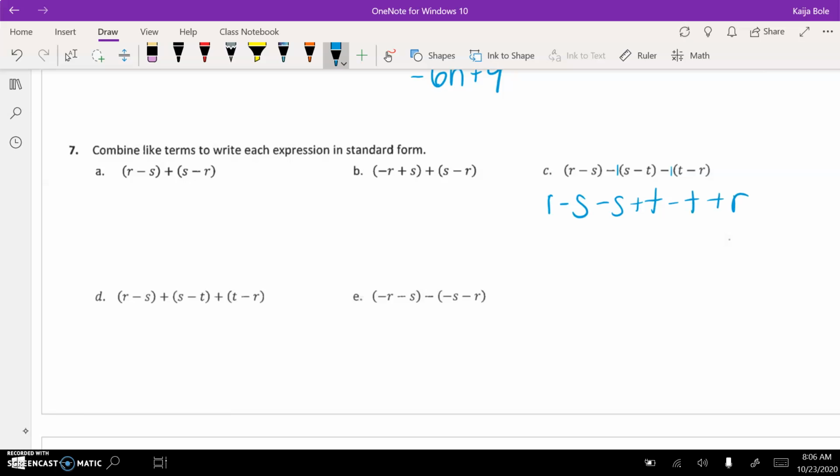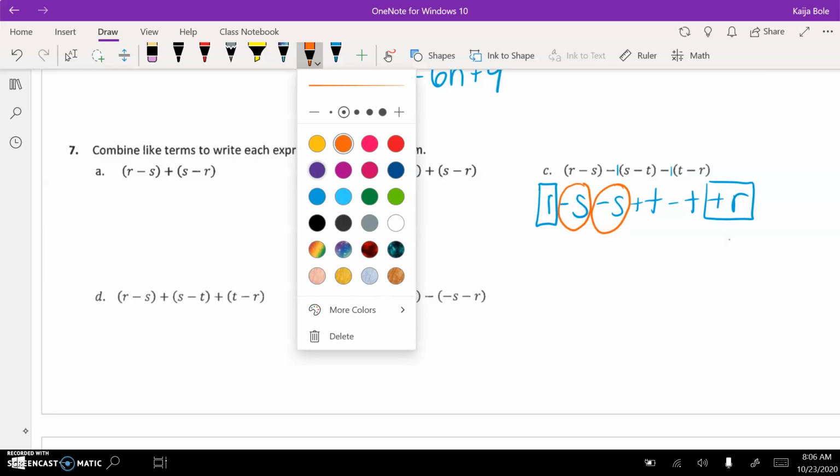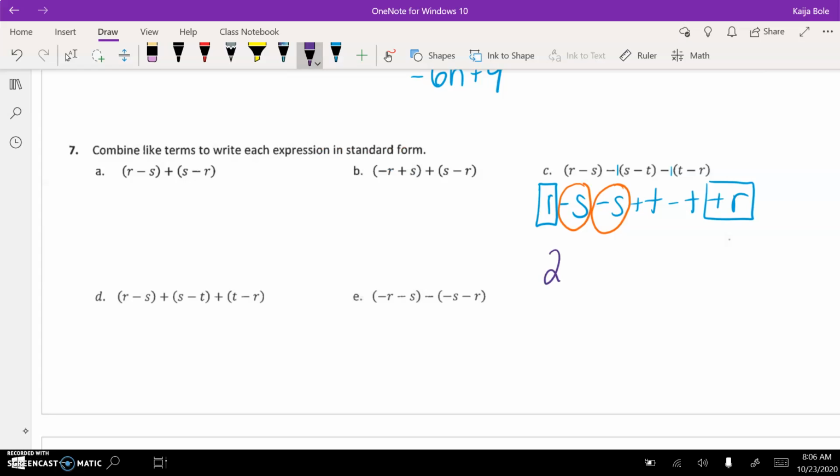Okay, and then this is where the boxing and circling is going to come in to help you. So I've got some r's, so I'll box up the r's. Different color here. And then I've got s's, so I can circle the s's, make sure you include the sign, and then the t's. So r plus r would give me 2r, negative s minus another s would be negative 2s, and then t minus t, they would just go away. So this would be our standard form.